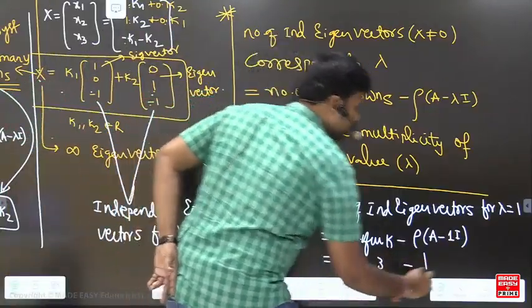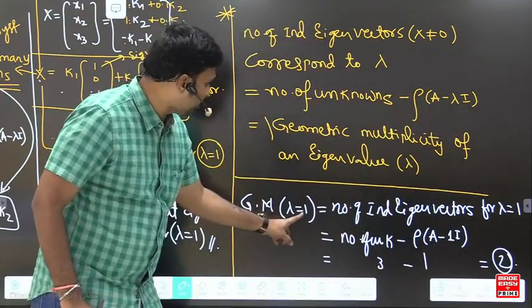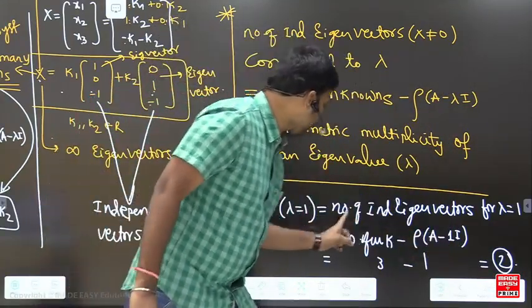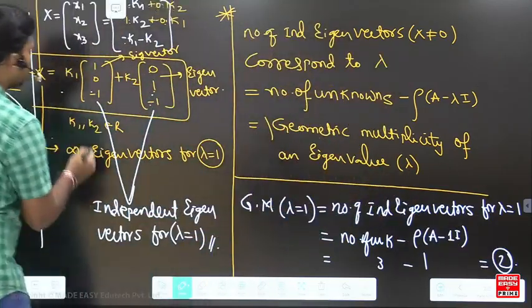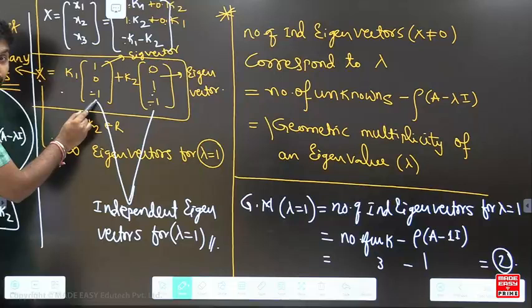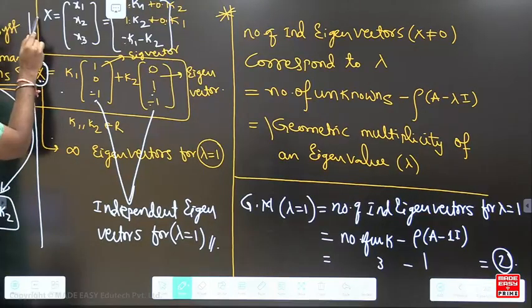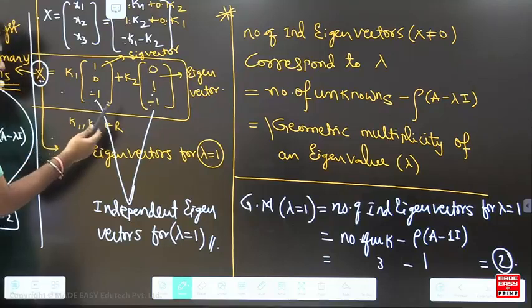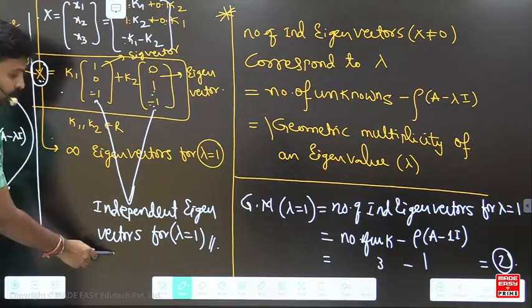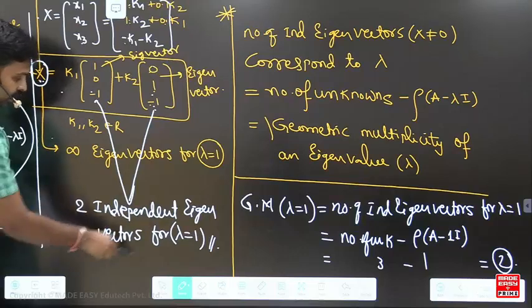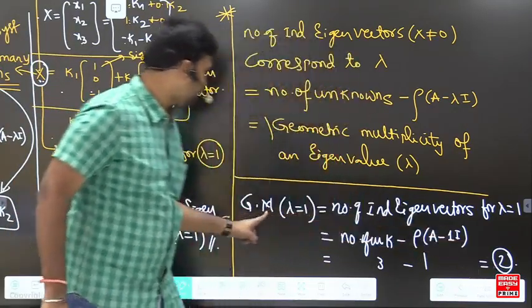Rank is 1. So the answer is 2 here. The geometric multiplicity of lambda equal to 1 is 2, or the number of independent eigenvectors for lambda equal to 2. Let's see, how many independent eigenvectors? These are all infinite, but these infinite eigenvectors are dependent on these two independent eigenvectors. So, two independent eigenvectors. That you are getting by this formula here.